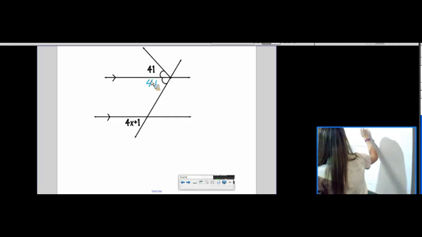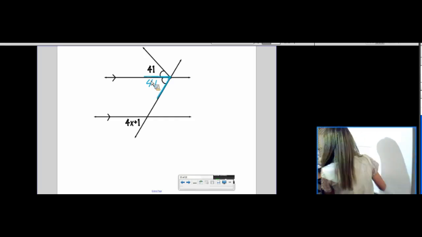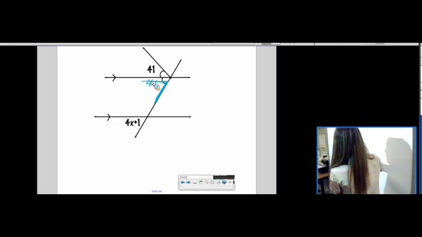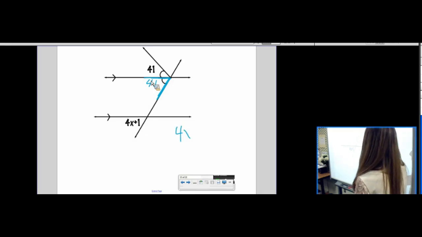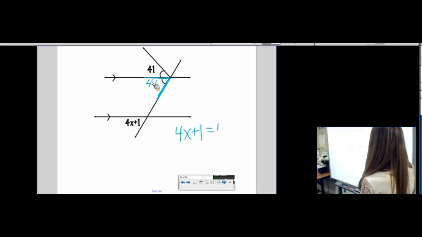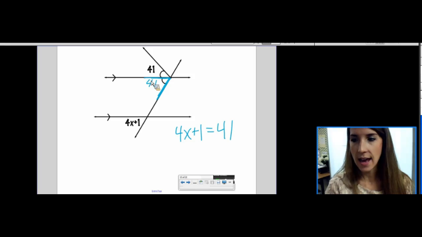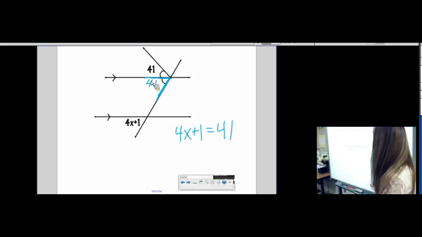Now, how? Here we go. This angle is corresponding with this angle, right? Corresponding angles are congruent. So you would just say 4x plus 1 equals 41 and call it a day. Okay? Good. X is 10, yes.